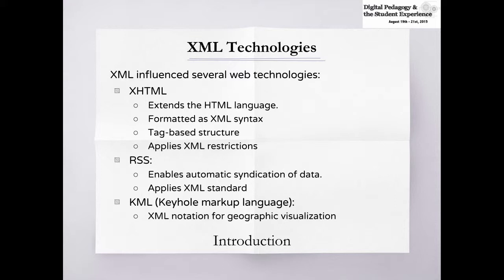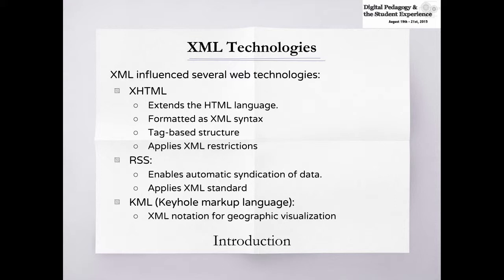RSS. Many of you have probably heard of it. It enables publishers to syndicate data automatically. And this also uses an XML file standard that ensures the publications are compatible with a variety of machines or programs and technologies. KML, or Keyhole Markup Language.